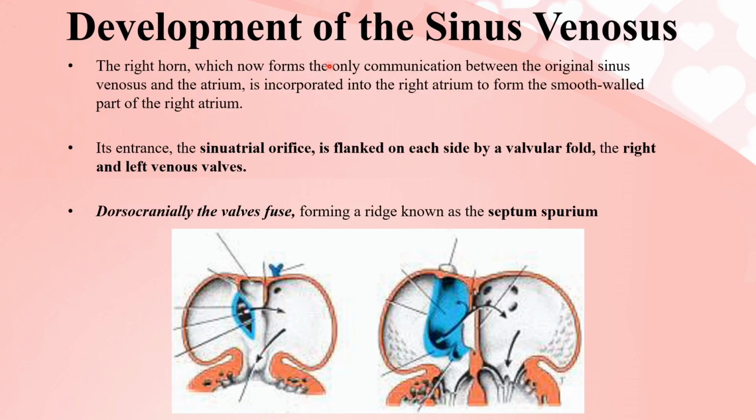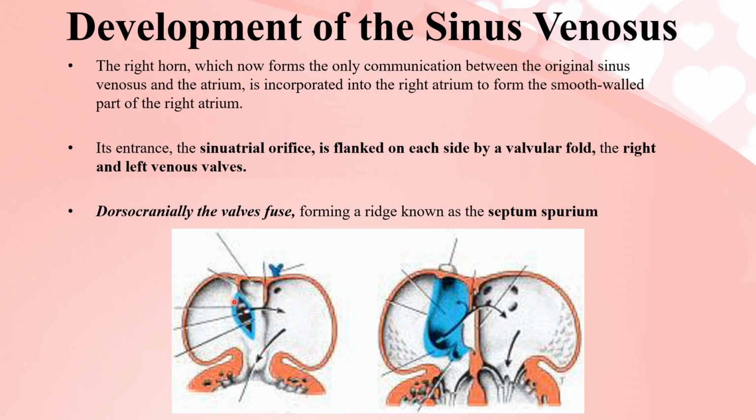So what happens next is that the right horn, which now forms only the communication between the original sinus venosus and the atrium, is incorporated into the right atrium to form the smooth walled part of the right atrium. In this diagram you can see this blue area. This is the right sinus horn, which is incorporated into the original atrial cavity, and it is forming the smooth walled part of the right atrium, which is called sinus venarum.